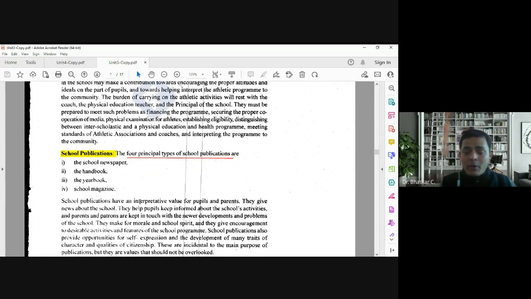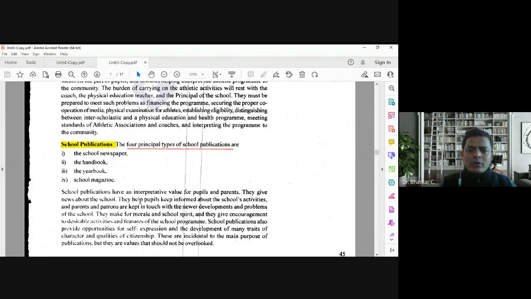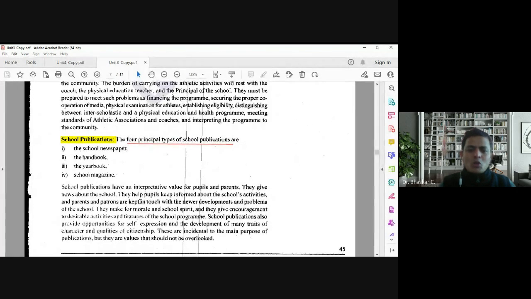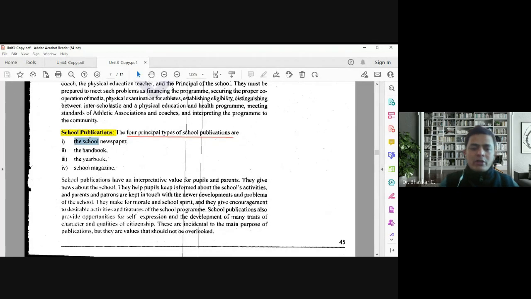Now, another important point is the school publications. So there are basically four types of school publications. One is the school newspaper. You can see here, I have just highlighted this school publication: the school newspaper, then the handbook, the yearbook, and the school magazine. Now, these four are different from each other.